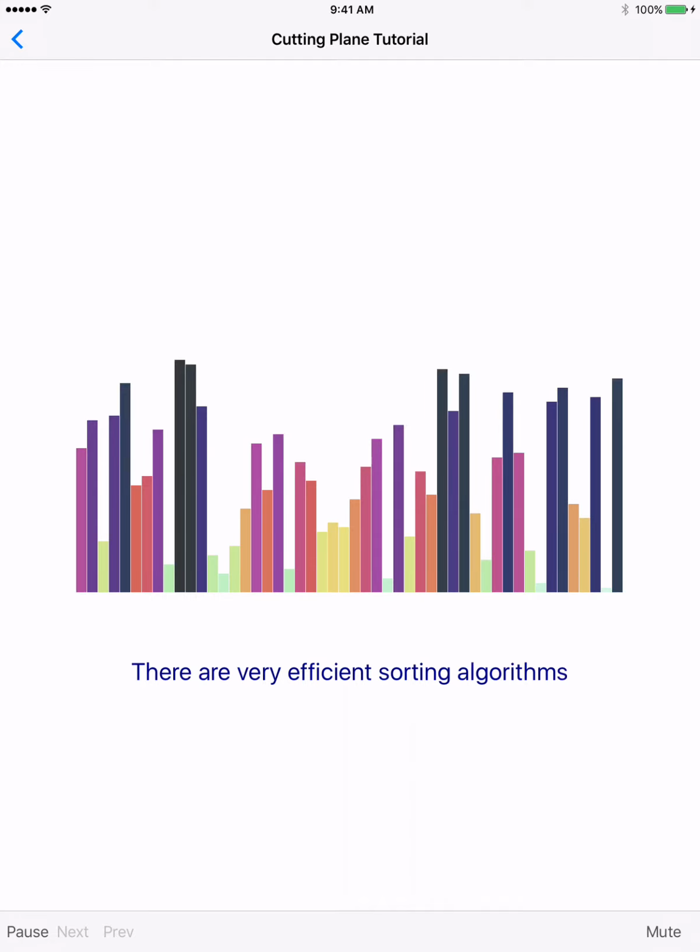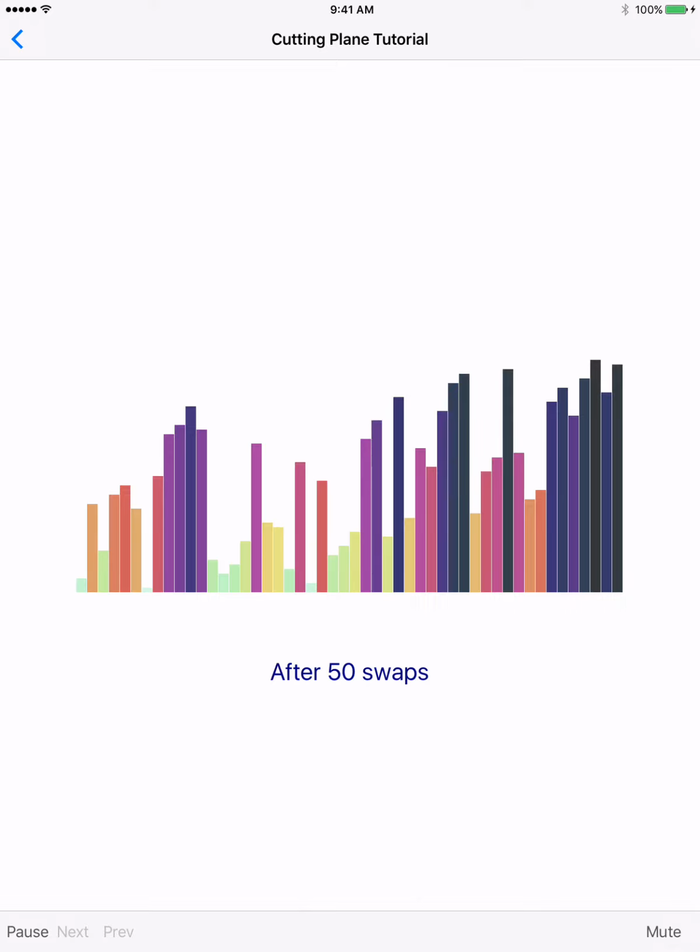The method we describe is not one of the most efficient, but it is very simple, and gets the job done. We will repeatedly look for a pair of blocks that are out of place, that is, the taller block comes before the smaller block in the current ordering. We then swap the positions of the out-of-place pair. Repeating this process 50 times, we obtain the following ordering.